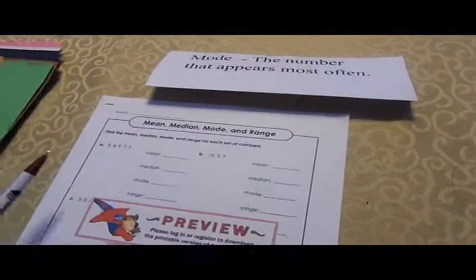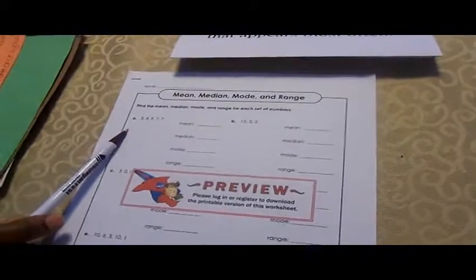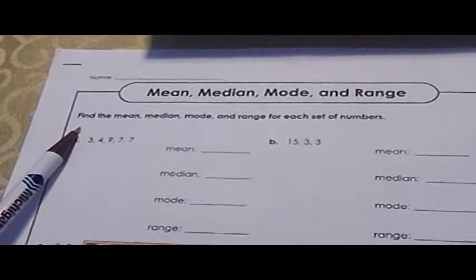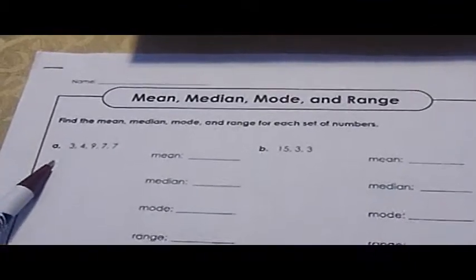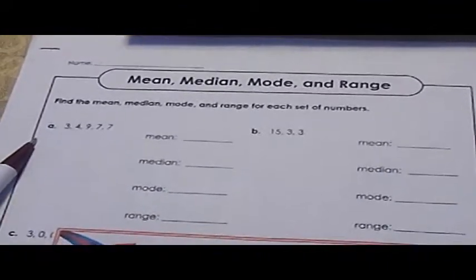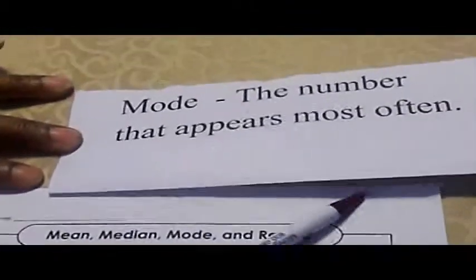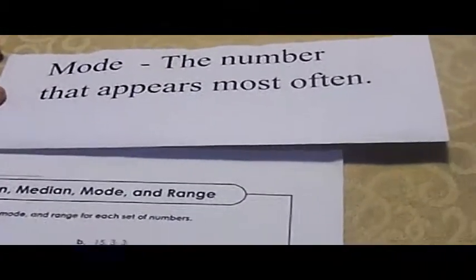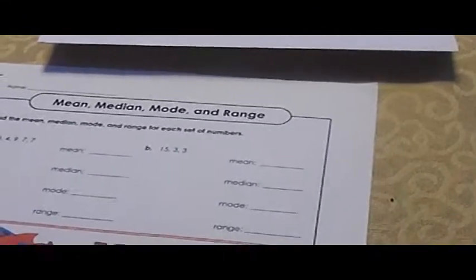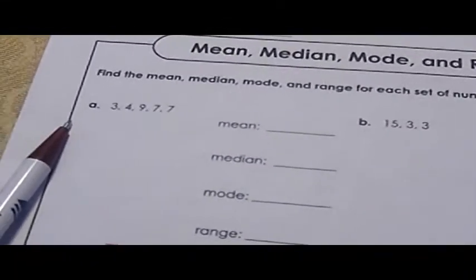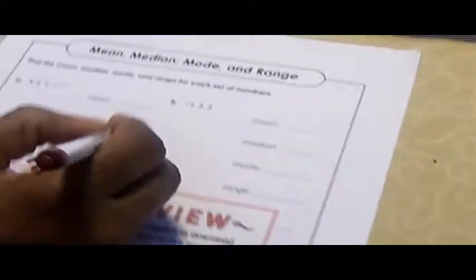Okay, let's look at number A, where the direction says, find the mean, median, mode, and the range for each set of numbers. Okay, in letter A, what would be the mode? If you say that the mode is the number that appears most often, what number appears more than once in letter A? Hope? The number that appears most in letter A is 7. All right, then you will simply write down the number 7.